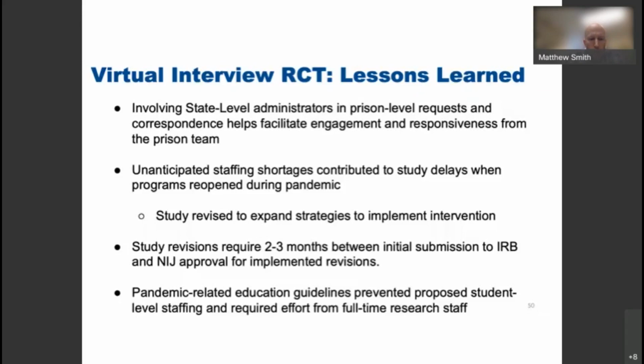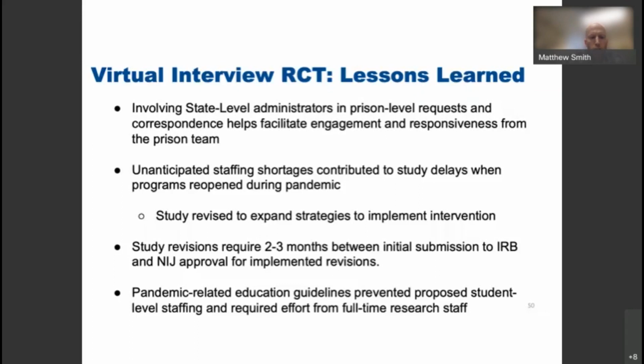Staffing shortages when the prisons reopened triggered the need for our team to develop a remote implementation procedure that required IRB and NIJ review and approval. And the review and approval process, as I mentioned, takes a couple to 3 months to get through, with back and forths between the IRB and the NIJ.